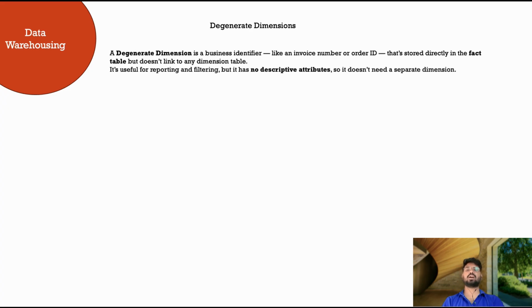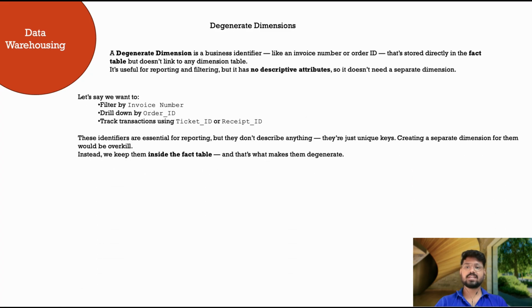Moving forward, degenerate dimension. A degenerate dimension is a business identifier like an invoice number or order ID that is stored directly in the fact table but doesn't link to any dimension table. It is useful for reporting and filtering, but it has no descriptive attributes, so it doesn't need a separate dimension. So let's say you want to filter by invoice number, filter by order ID, track transactions using ticket ID or receipt ID. Those identifiers are essential for reporting, but they don't describe anything. They are just unique keys. Creating a separate dimension for them would be overkill. So instead, we keep them inside the fact table, and that's what makes them degenerate.